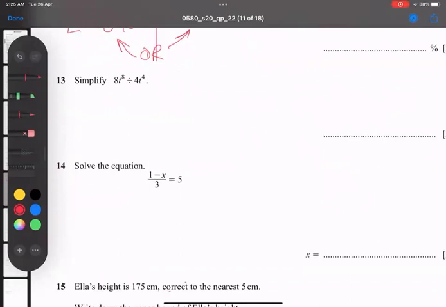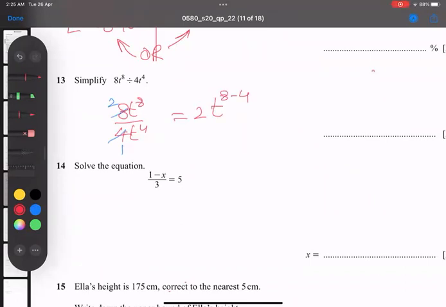Now, what about this one? 8t to the power 8 divided by 4t to the power 4. First of all, 4 ones are 4, 4 twos are 8. But can I cancel this way? No, no, no, we can't cancel this way. What is the basic criteria? Upper power minus lower power is applicable only for the same base.